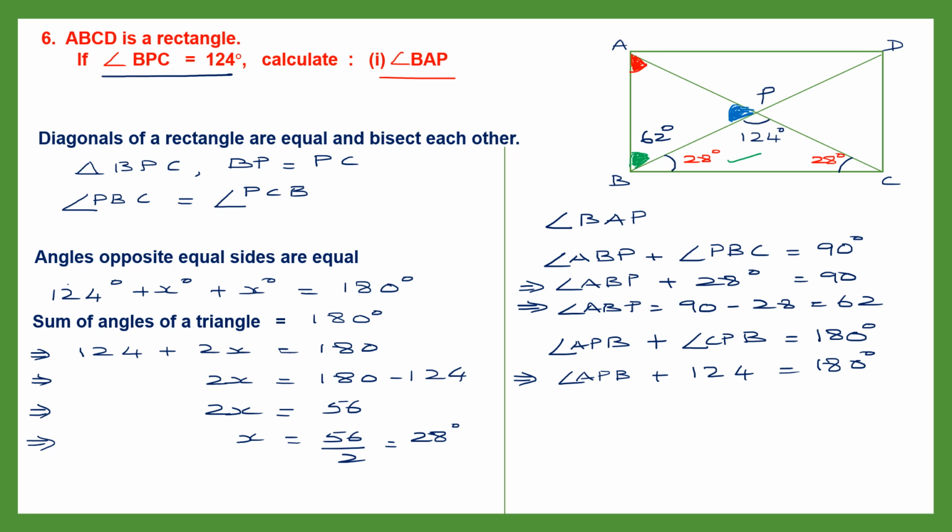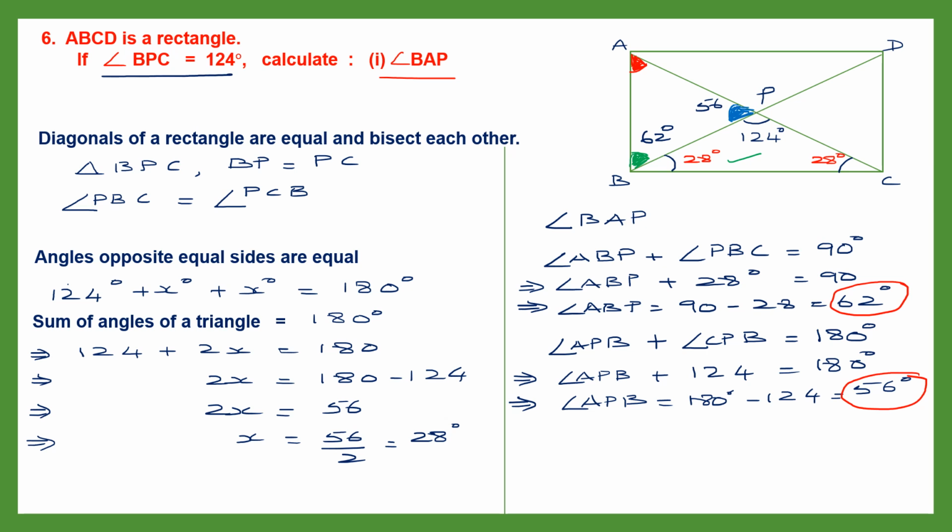Now why? Because they are angles on a straight line, or they are a linear pair. APB and 124 are a linear pair of angles. So now we can find angle APB. This is equal to 180 minus 124, which is 56 degrees. So we should keep in mind these. Here we have 62, which we have written near the green angle. Now we have 56, which we are going to write near the blue angle, so 56.